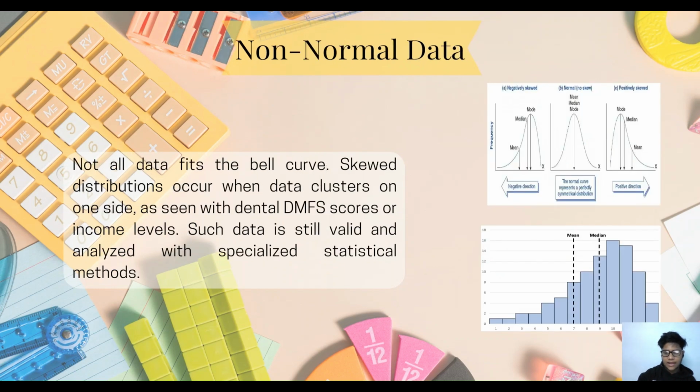Now, let's understand non-normal data. Not all data fits neatly into a curve. Some distributions are skewed, meaning most of the data clusters to one side. For example, income levels or dental DMFS scores often show skewness because extreme values pull the curve in one direction. Even though these data sets are not normal, we can still analyze them using transformation or specialized statistical methods.